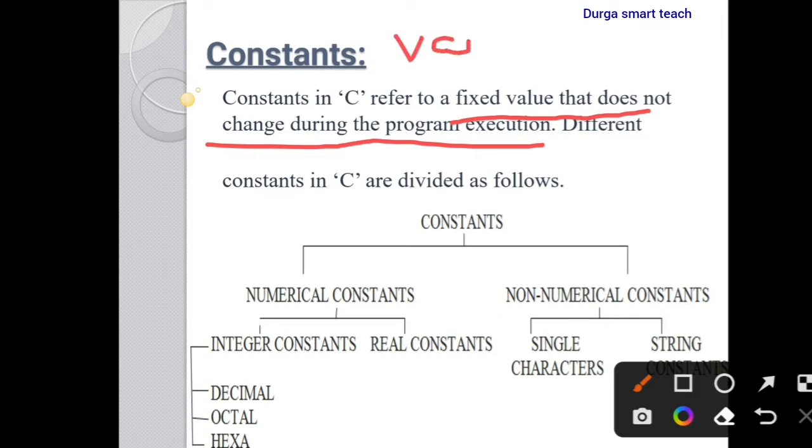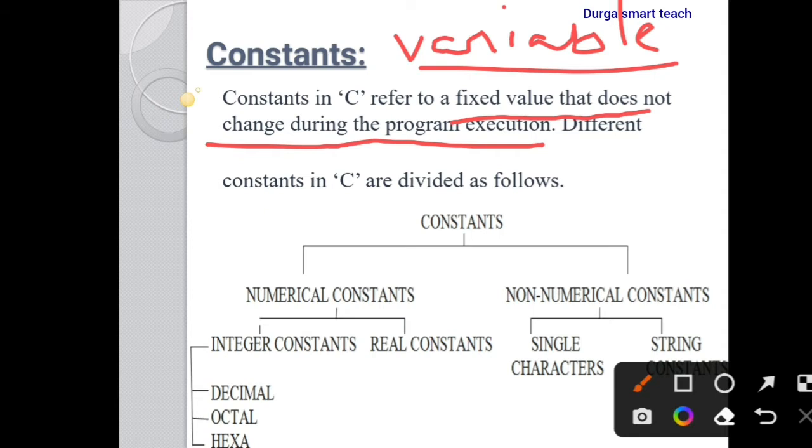A variable is also a storage area which is used to store values, but those values can be changed during the execution of the program. Those are known as variables. But constants are fixed values that do not change during the execution of the program. So that is the only difference between variables and constants. Variables can be changed, but constants cannot change during the execution of the program.